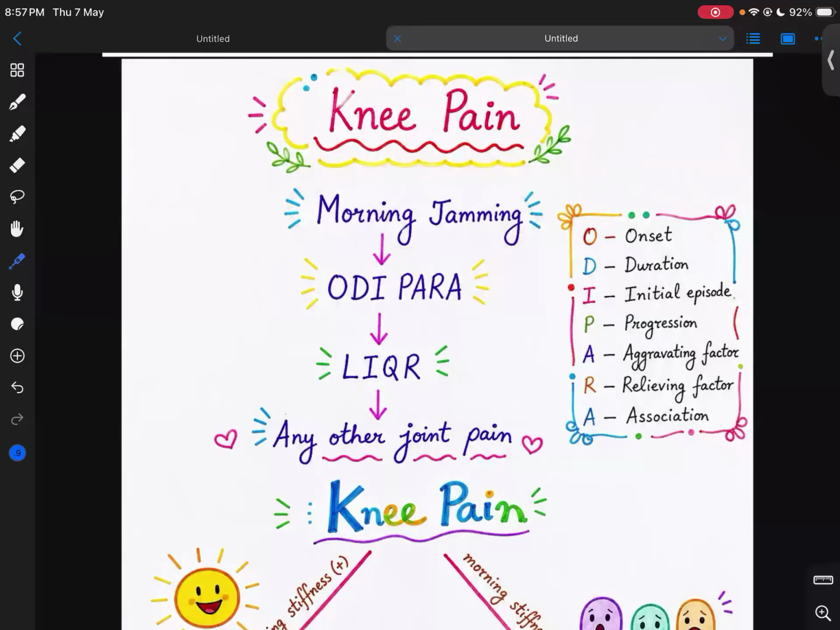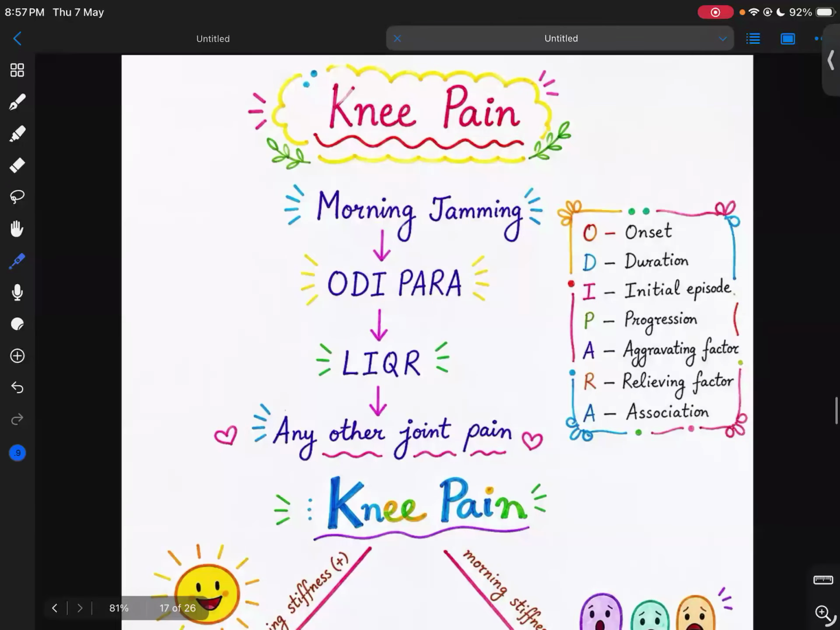Then we have to analyze the symptom using the mnemonic OD-PARA, that is onset, duration, initial episode, progression, aggravating factor, relieving factor, and associated features. Then LICOR, that is location, intensity, quality, and radiation. Then the next question will be, is there any other joint pain?